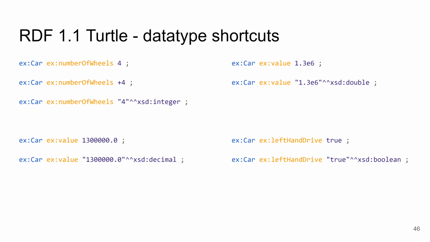The same goes for decimal numbers. So if you have a number with a dot, it will be translated as a decimal number. If you have a number with an exponent, it will be of a type XSD double. And the same goes for Boolean values. So you can use true and false directly. You don't need to use the double quotes and the indication of the type using IRIs.